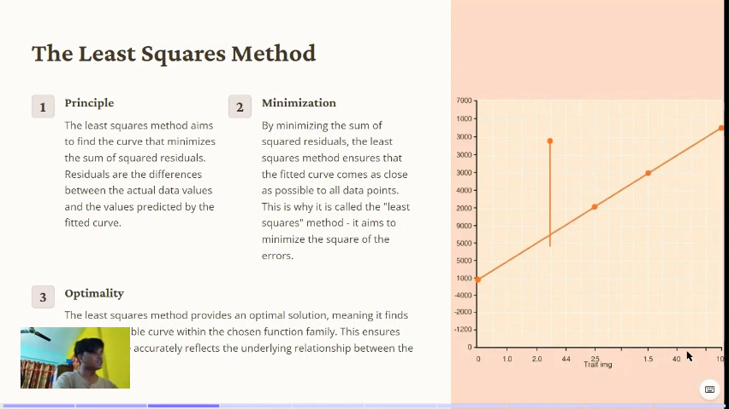Optimality. The least squares method provides an optimal solution, meaning it finds the best possible curve within the chosen function family. This ensures that the curve accurately reflects the underlying relationship between the data points.